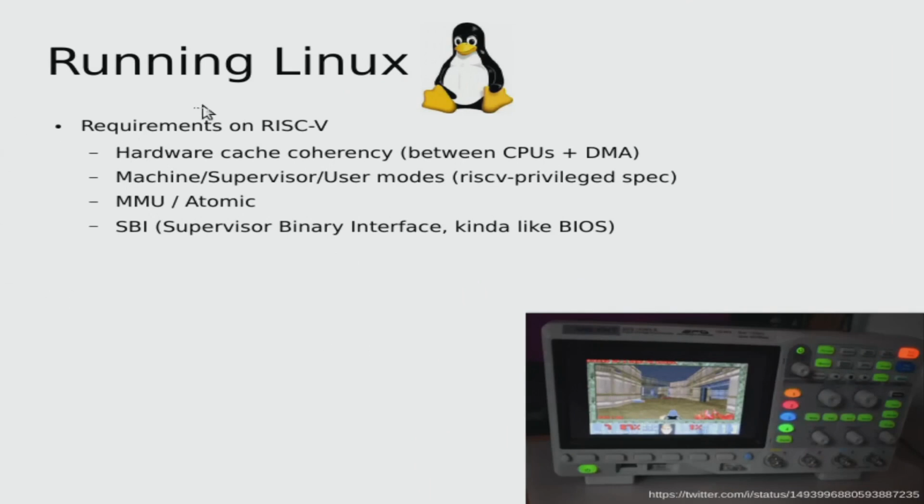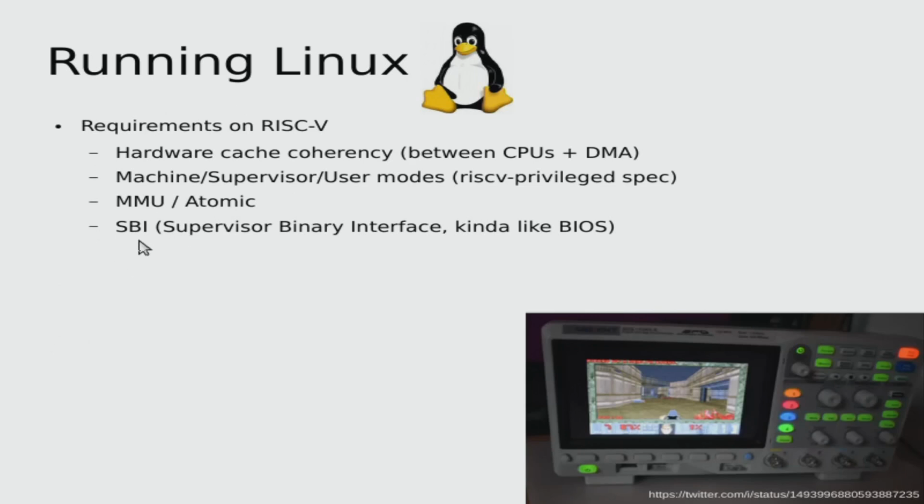Basically, running Linux is scary, and here are the requirements. If you want to run multiple CPUs and DMA, you need hardware cache coherency. You need machine mode, supervisor mode, and user mode, that's privileged modes like the x86 ring levels. Here is the specification, which is really hard to read, so if it's hard to read for you, don't worry, it's not your fault. You need MMU support, not really, but I would say you need it. Atomic support, the same, not really, but I would say you really need it.